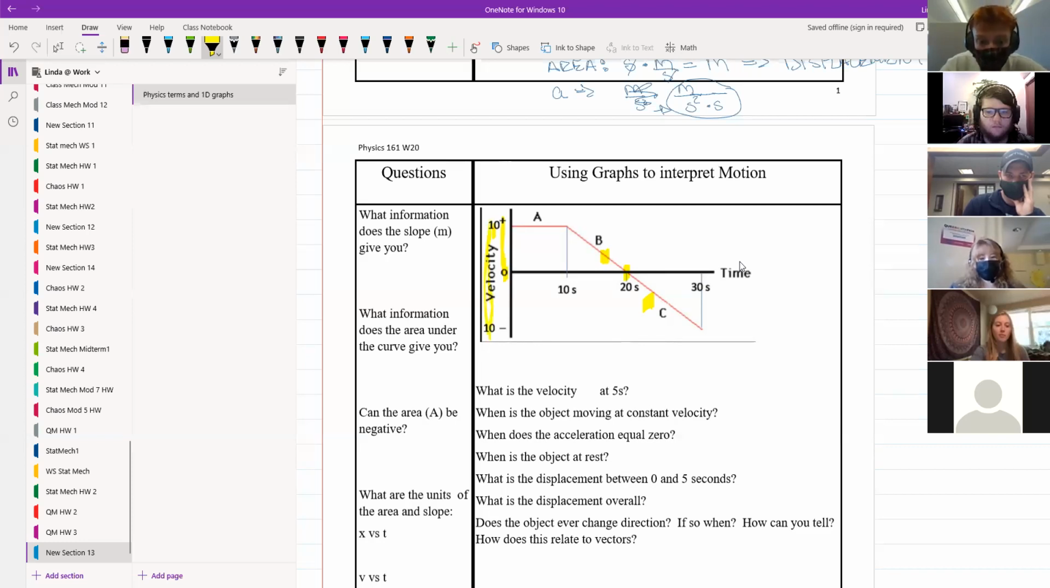Let those values remind you of what physical behavior is going on. Don't get yourself sucked into trying to memorize certain things as far as what the slopes mean themselves. Let the graph get you there.